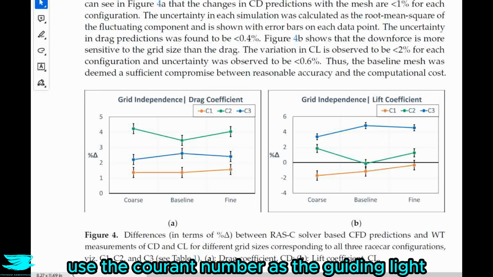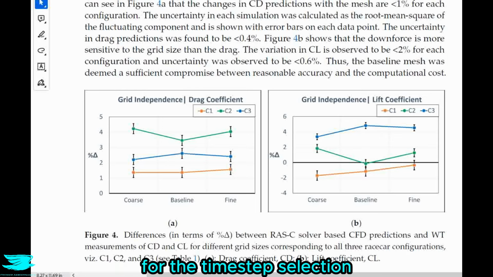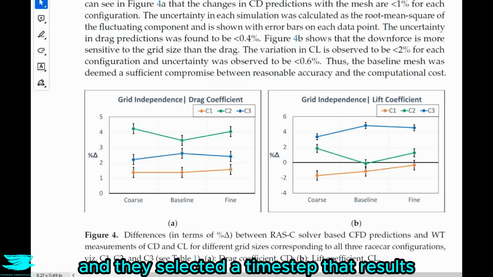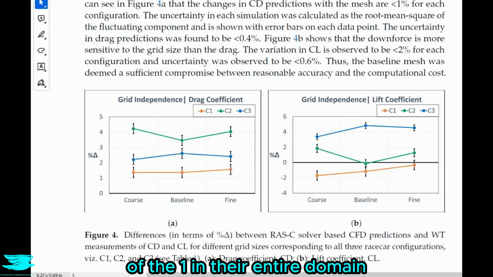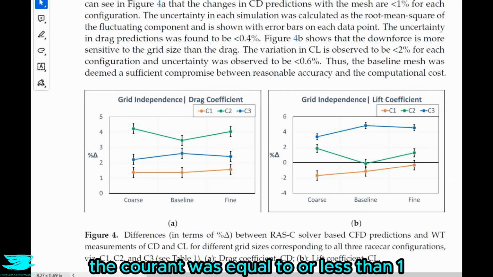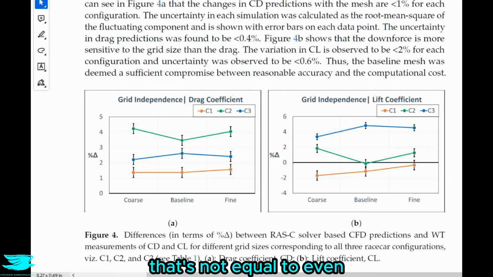So these authors used the Courant number as the guiding light for their time step selection, and they selected a time step that results in a maximum Courant number of 1 in their entire domain. So everywhere in the domain, the Courant number was equal to or less than 1. Actually, it was less than 1 here. It's not equal to even.